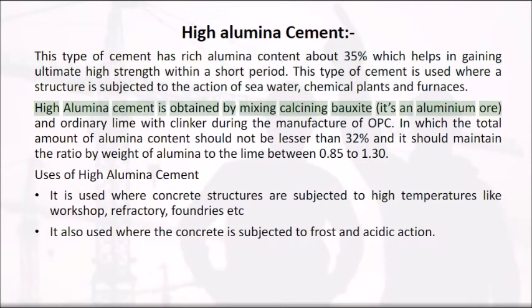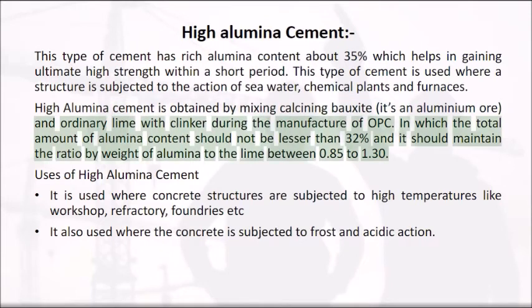High alumina cement is obtained by mixing calcined bauxite, an aluminium ore, and ordinary lime with clinker during the manufacture of OPC, in which the total amount of alumina content should not be lesser than 32% and it should maintain the ratio by weight of alumina to lime between 0.85 to 1.30.